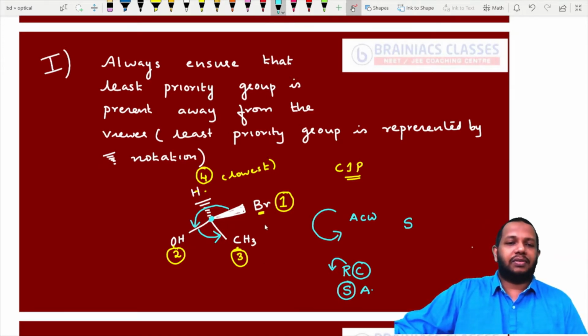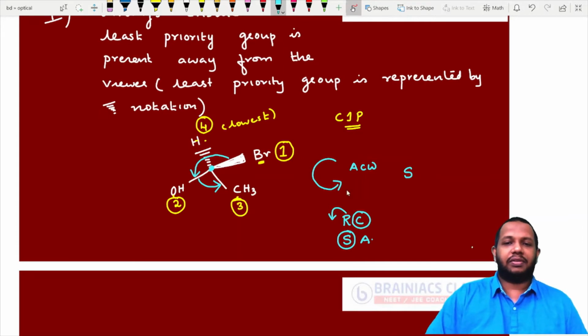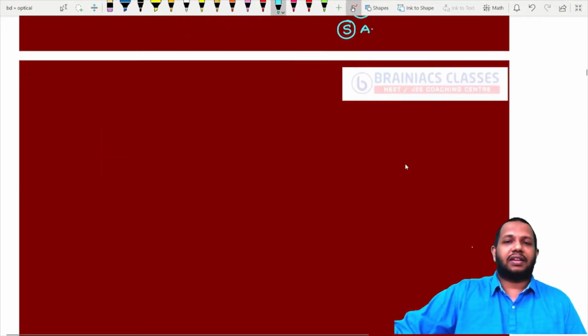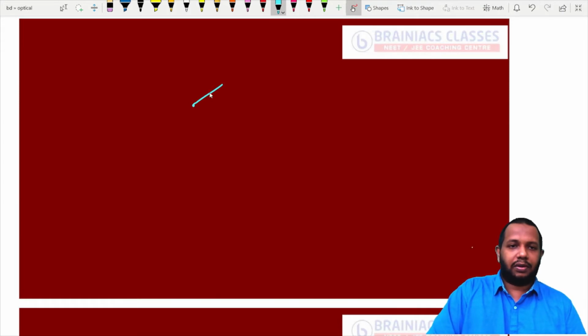Now this I have discussed. Now let's go to another example. So this is the one we have discussed; now here is what configuration? S configuration. Now let's see another example. Suppose you have a compound like this.